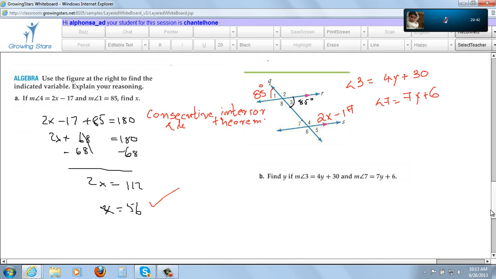Can you tell me what kind of pair 3 and 7 are? They are alternate interior. So that means you can equate both the measures. Am I correct? 4y plus 30 equals 7y plus 6, right? So you can isolate the value of y then, right? Actually, we don't need angle 5 here, because 3 and 7 are alternate interior angles. They are congruent. So by equating both the measures, you can isolate the value of y.